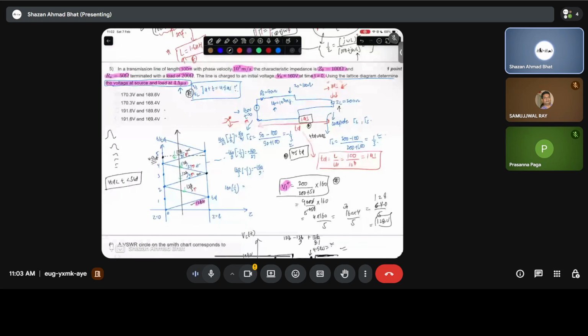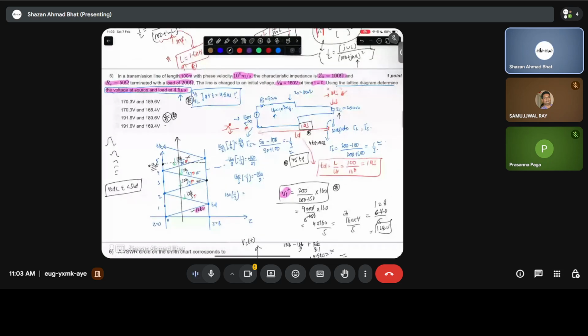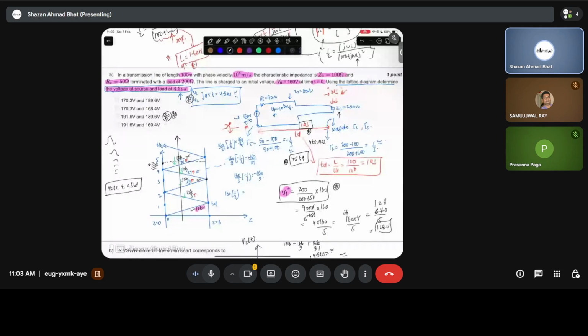And one thing is, yeah, that is the point. If the initial voltage is, let's say, 160 volts, then you see that at 4.5 microseconds, does it make sense for this voltage? Yeah, so at 4.5 microseconds, the source voltage becomes 191.6 volts, and at the load end it becomes 189.6 volts.